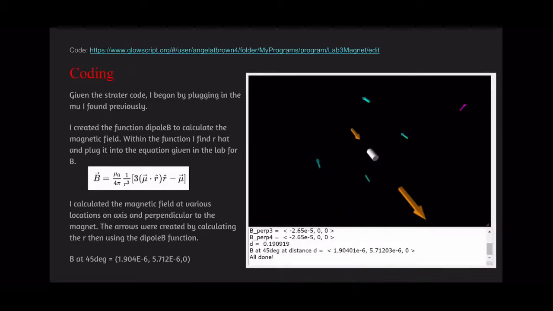For the coding part of the lab, I began by plugging in the new mu I found previously and a random distance. Then I created the function dipole B to calculate the magnetic field of the magnet at various different observation locations. Within the function, I found r hat and plugged it into the equation given in Lab B, which will be shown below. I created the magnetic field at various locations on the axis and perpendicular to the magnet. The arrows were created by calculating the r, then using the dipole B function. To find the magnetic field at 45 degrees, the r vector for x and y components, r d perp, was calculated in the experiment. Then I ran it through the function.